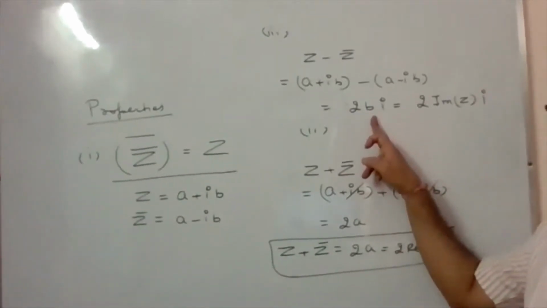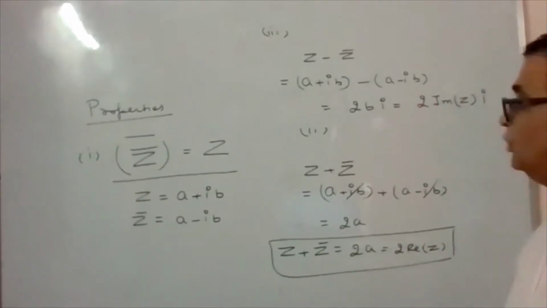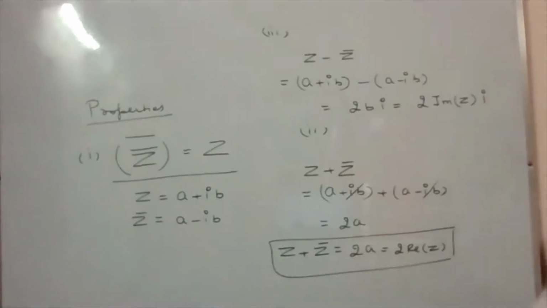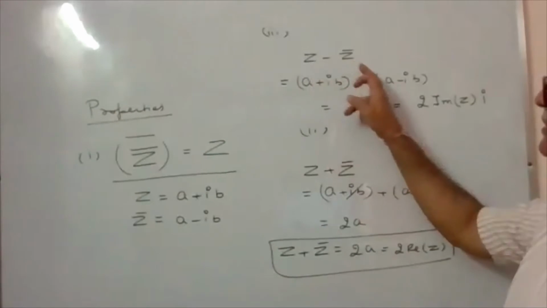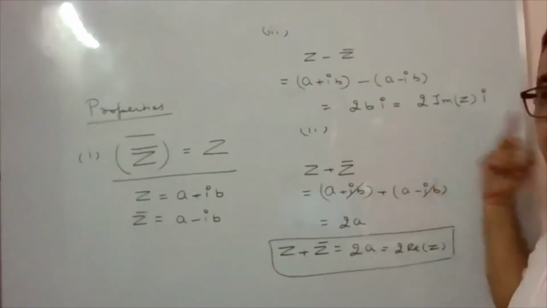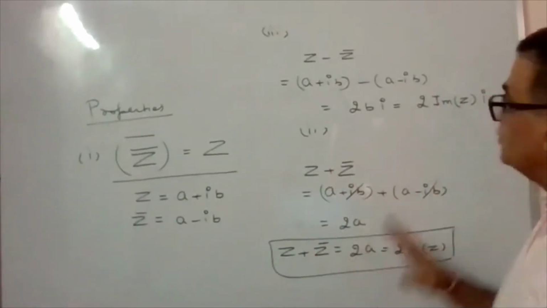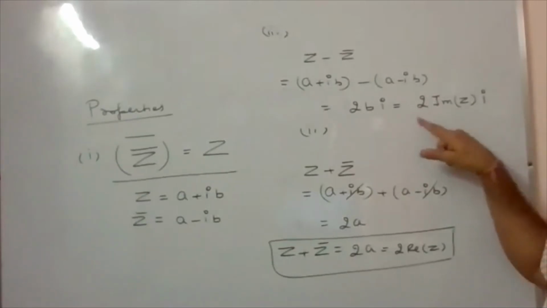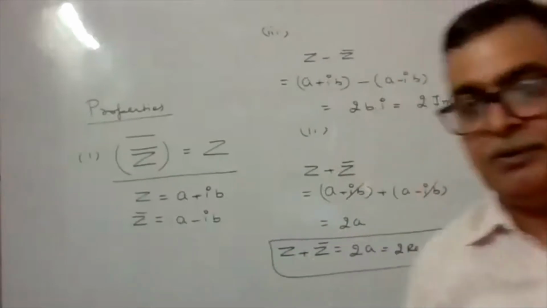B is only the imaginary part. Don't say B iota is the imaginary part. I already told you. So we should write twice imaginary part of Z times iota. This can be an objective question. Z minus Z bar is twice imaginary part of Z times iota, not twice real part. That you should know. So remember this is twice B, twice imaginary part of Z into iota. That you should keep in mind.